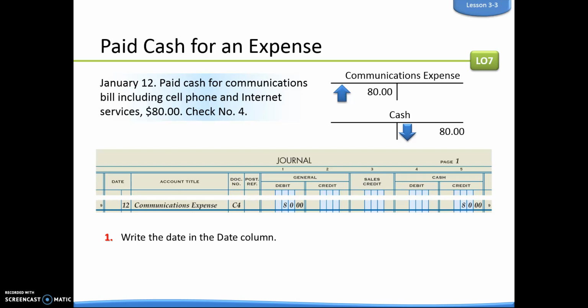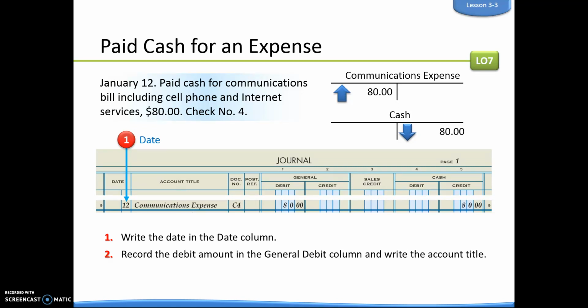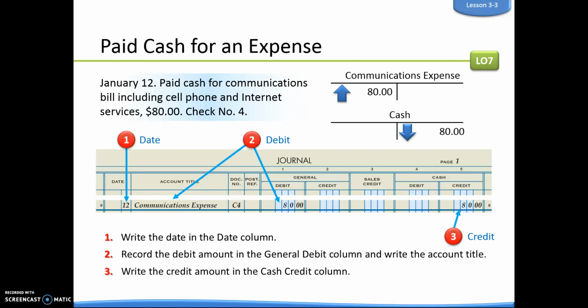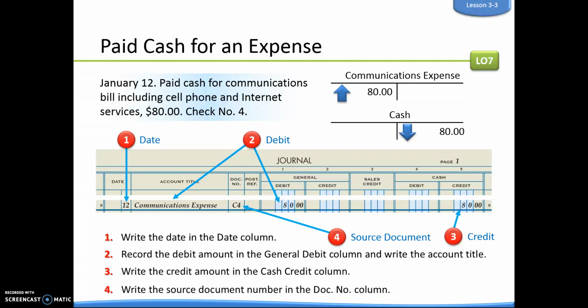Again, as always, we put the date first. Same page, so we're still on the 12th. We don't need year or month. Our debit goes in next, which is our communications expense. We write our account title and then our general debit as indicated here. Our credit is for cash. That's in a special amount column, so we fill that in as indicated here. And then we cannot forget to put our source document, which is check number 4, so we just put C4 in there, and it looks just like this. Beautiful. Easy peasy.